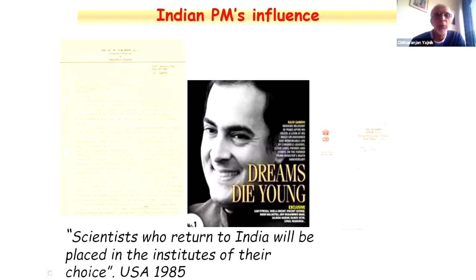In 1985, Rajiv Gandhi went to the US. He was our prime minister at that time. And fortunately, one evening at 9 o'clock, I was listening to the Doordarshan news, and Rajiv Gandhi's speech from the US to the Indian scientists was there. And he said, scientists who return to India will be placed in the institutes of their choice. So the next day, I wrote a letter to Rajiv Gandhi. So a junior pool officer wrote to the Prime Minister.